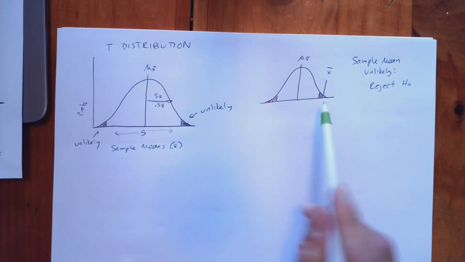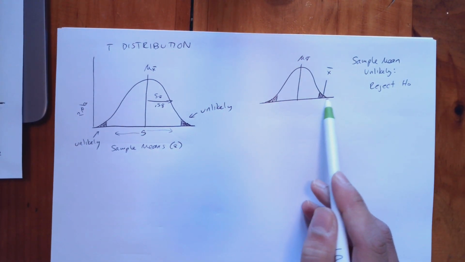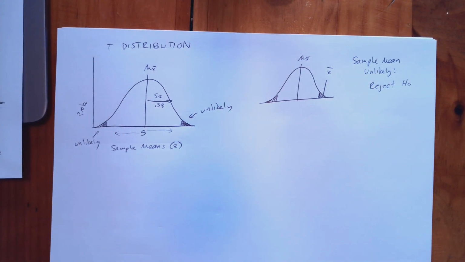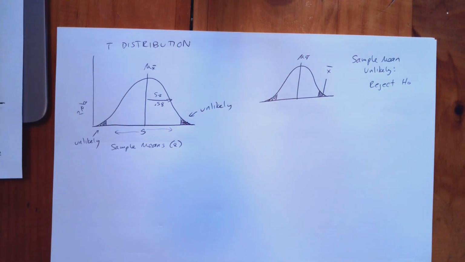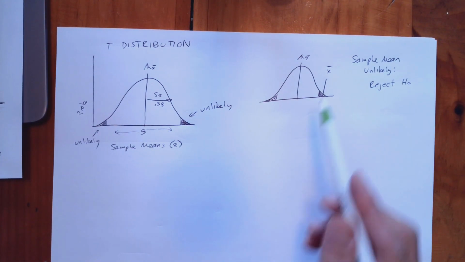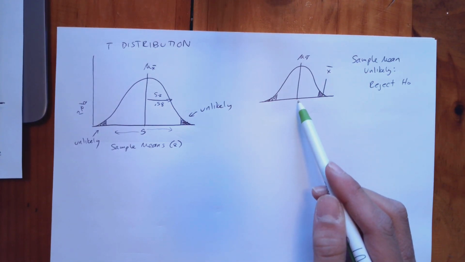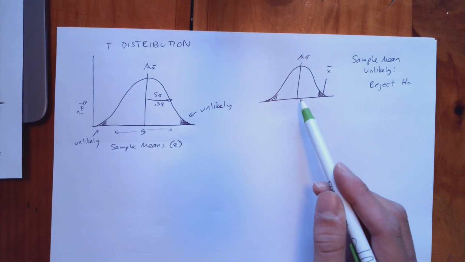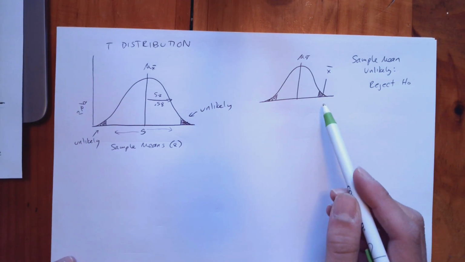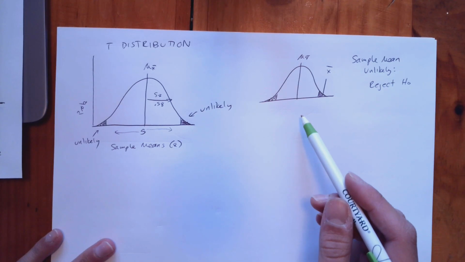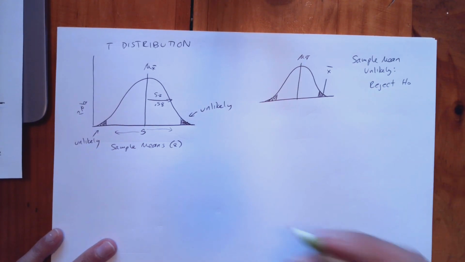In other words, if your sample mean is so far off that it's in one of these really, really unlikely values that you're not going to get mostly if your null hypothesis is true, we'd say our sample is too unlikely. It's really such a small chance that it came from a population where the null hypothesis was true. So we're going to say, based on our sample, this null hypothesis probably isn't true. And so we're going to reject our null hypothesis.